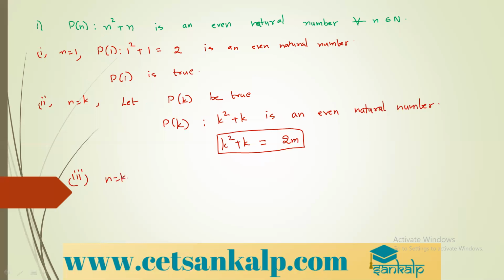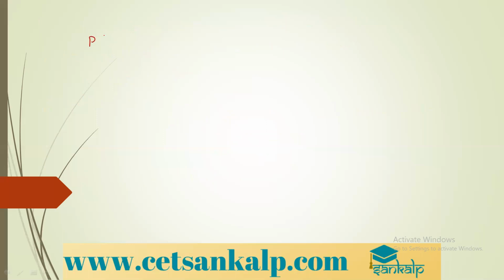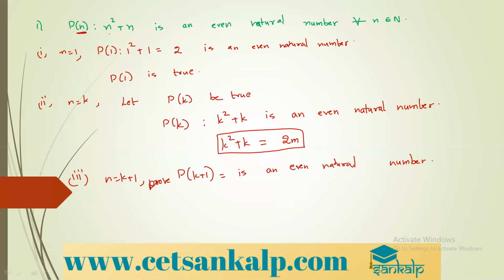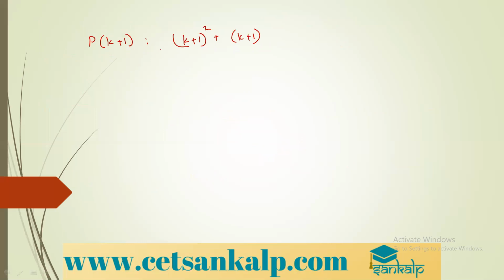Now I will put n equal to k plus 1, and I will start with P of k plus 1. I will prove that P of k plus 1 is an even natural number. How will I prove? I will start with P of k plus 1. What is P of k plus 1? It is k plus 1 whole square plus k plus 1. If you want, you can see back. Everywhere you are putting n as k plus 1. So now I have to show that it is an even natural number.